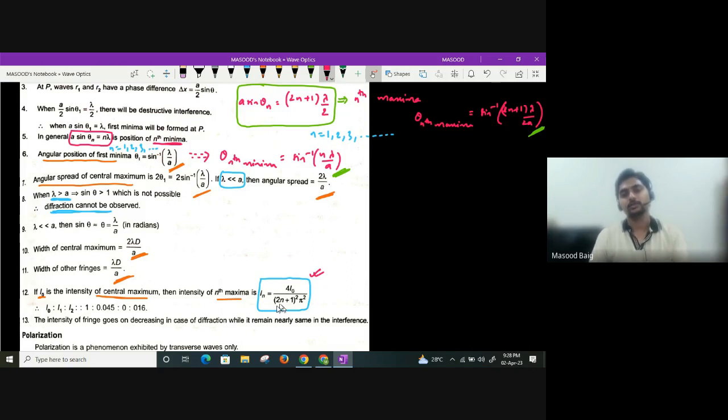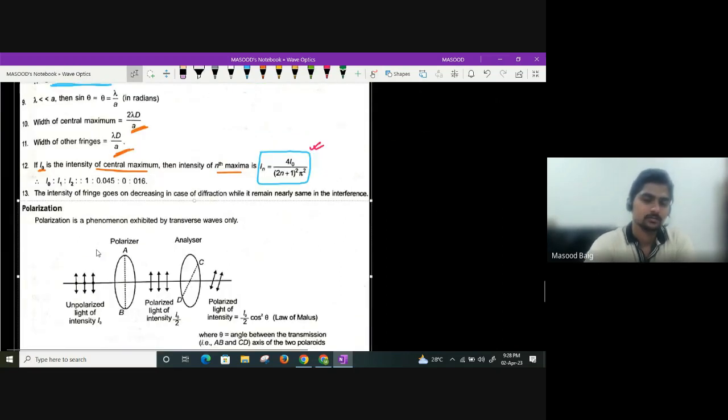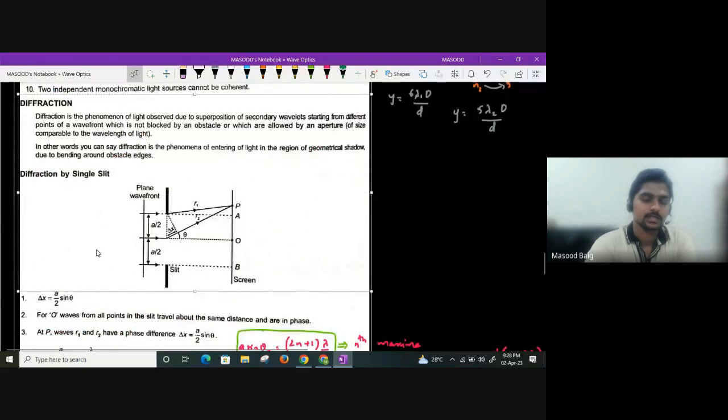In diffraction, you see, the width of central maxima is 2 times the width of any other fringe. Whereas in interference, the width of all the fringes, whether you take central maxima, second minima, or fifth maxima, you take the width of any fringe, it will be the same, which is lambda capital D by small d. Clear, all of you? Yes or no, everyone? Is that clear, all of you?